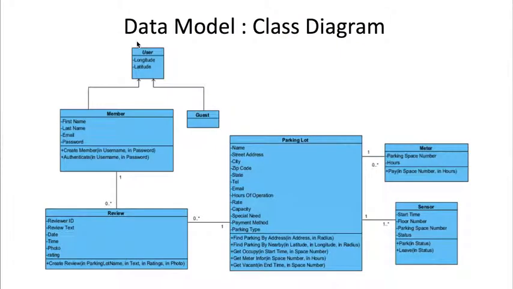Class diagram. We designed 7 classes. They are user, member, guest, review, parking lot, meter, and sensor. The user class is a parent class, which contains attributes like latitude and longitude. The member class and the guest class are child classes of the user. In the review table, the user can input a review ID, review text, date, time, and photo rating.